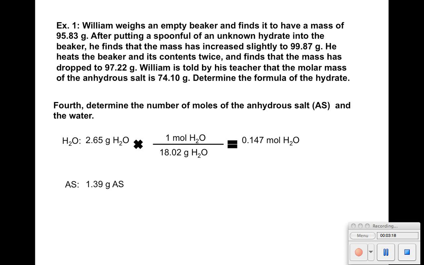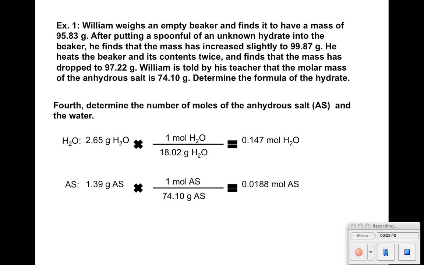Now, the anhydrous salt, we don't know what that is, but if we look in the problem, the teacher told us what the molar mass was. So we can do the same setup. We're going to do 1 mole of the anhydrous salt over the mass of the anhydrous salt, which was 74.10 grams per mole. And that is going to give us a mole value of 0.0188 moles of the anhydrous salt.